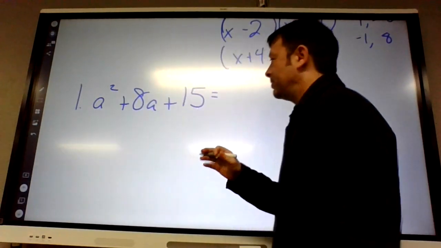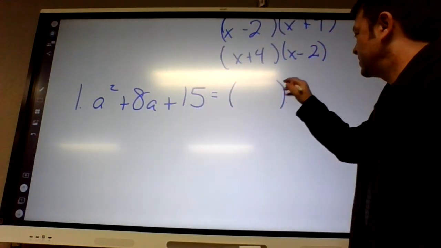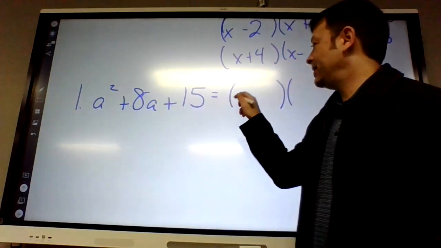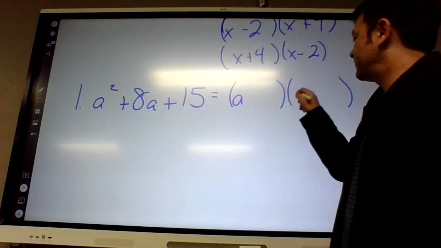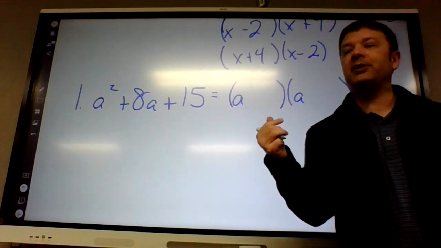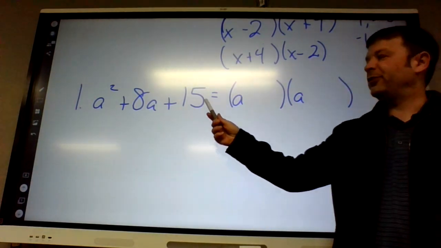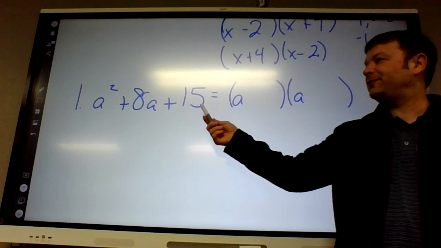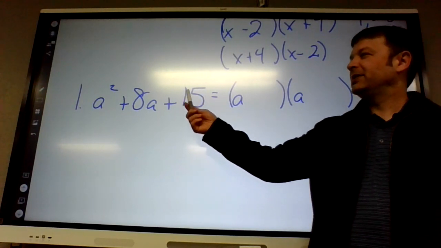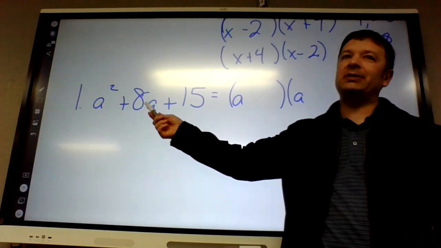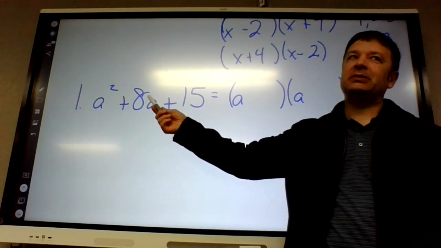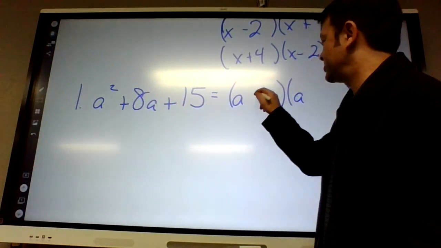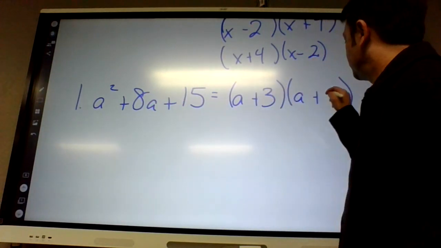Okay, so here we go. What am I going to put in front? A squared. A and A. Because if I FOIL those, that multiplies to A squared. For the back, it's what multiplies into 15 that would add up to 8. 3 and 5, 5 and 3. And both positive, right? So just plus 3, plus 5.